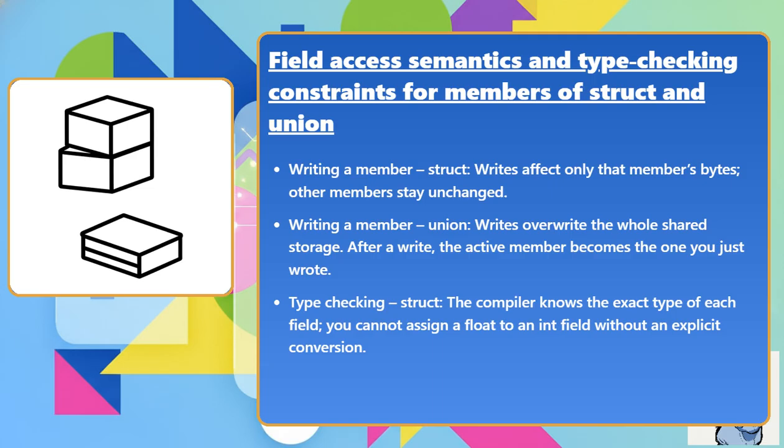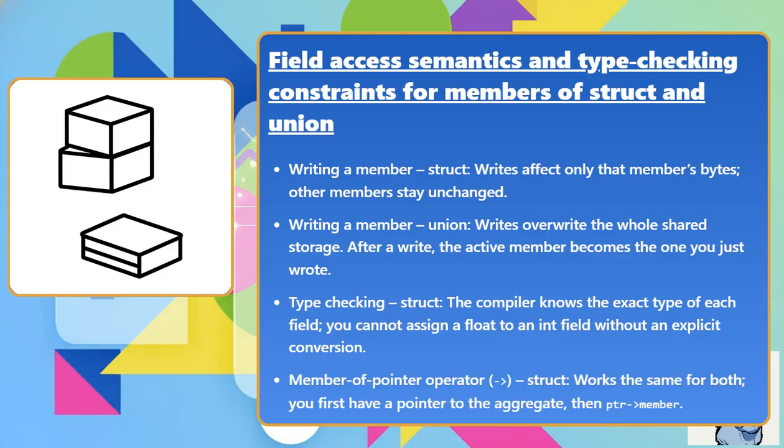Type checking: struct. The compiler knows the exact type of each field. You cannot assign a float to an int field without an explicit conversion. Member of pointer operator, arrow: works the same for both. You first have a pointer to the aggregate, then ptr->member.